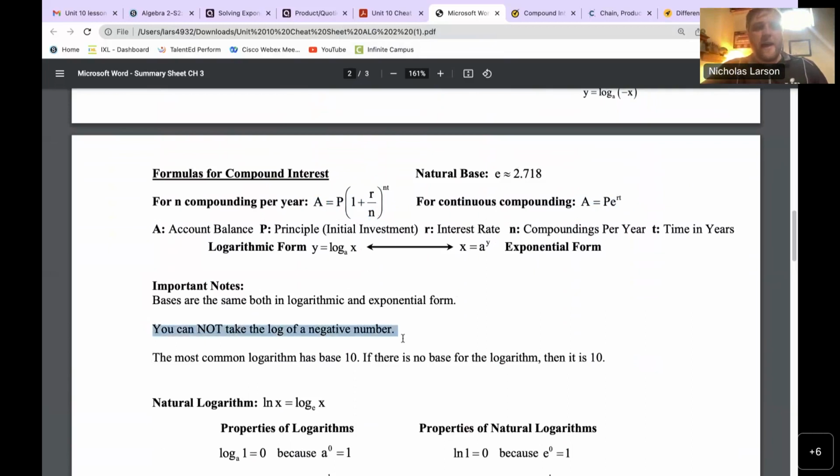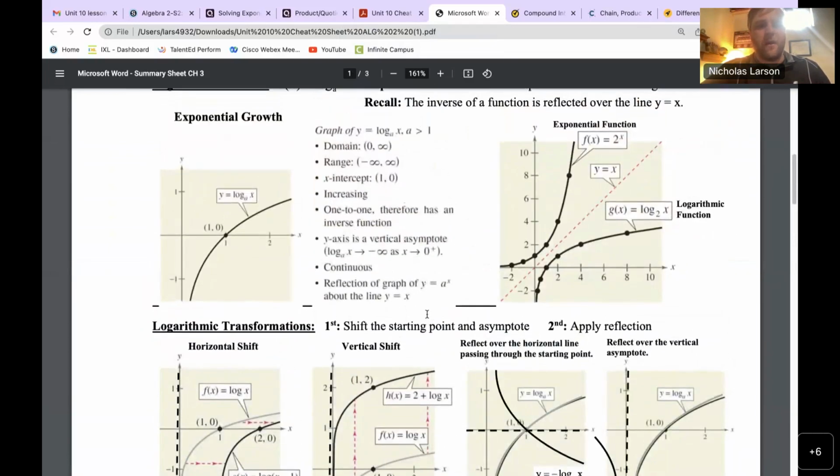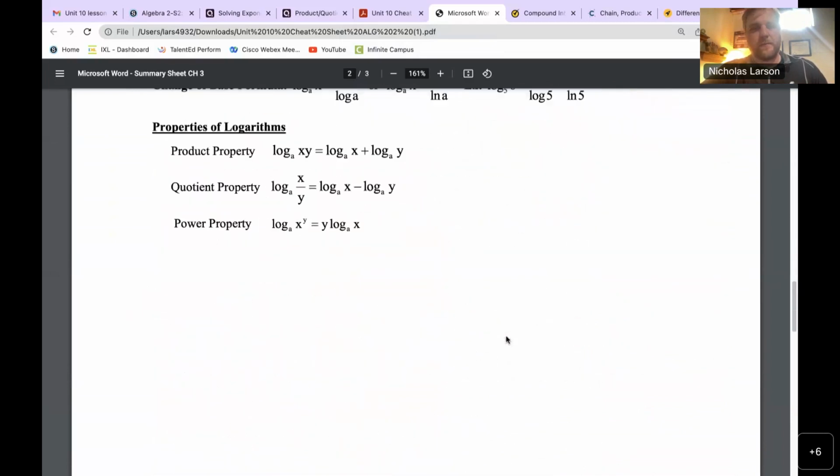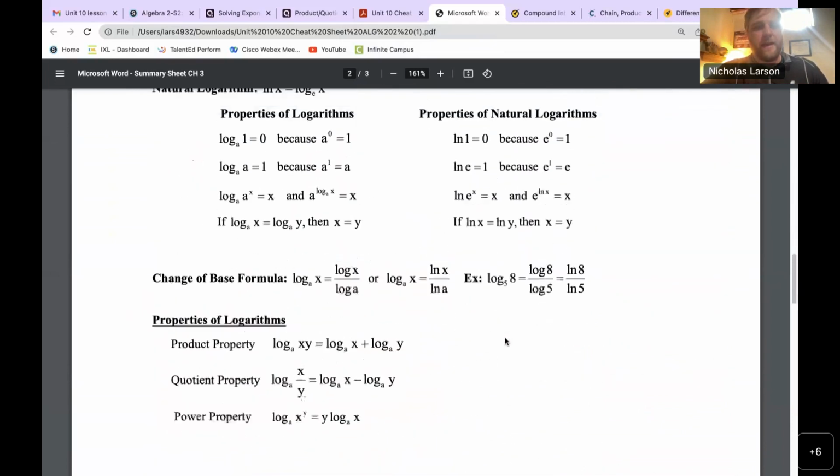You cannot take the log of a negative number. Again, if we look at my functions, there's an asymptote here. There is nothing happening on my negative side until I try to reflect it. So keep that in mind.